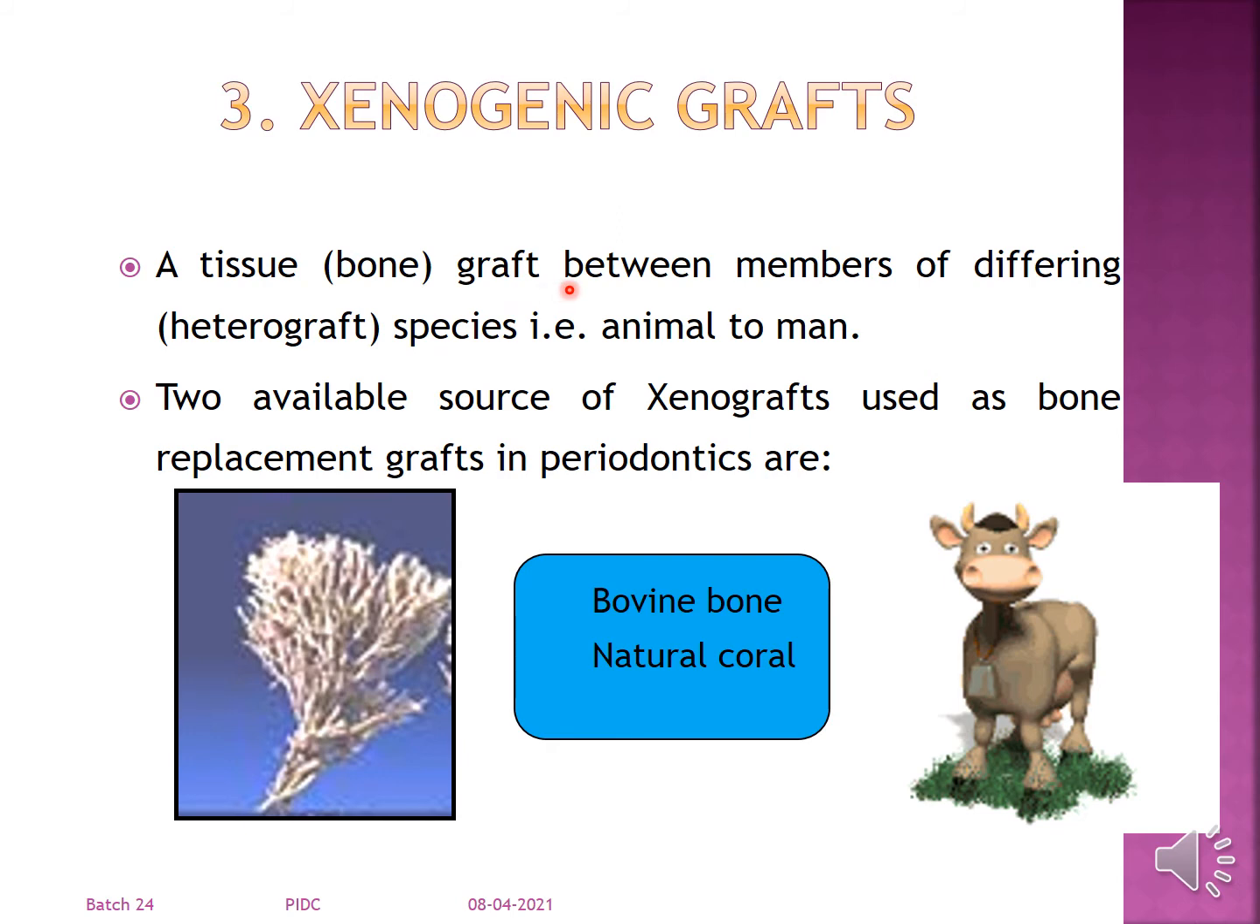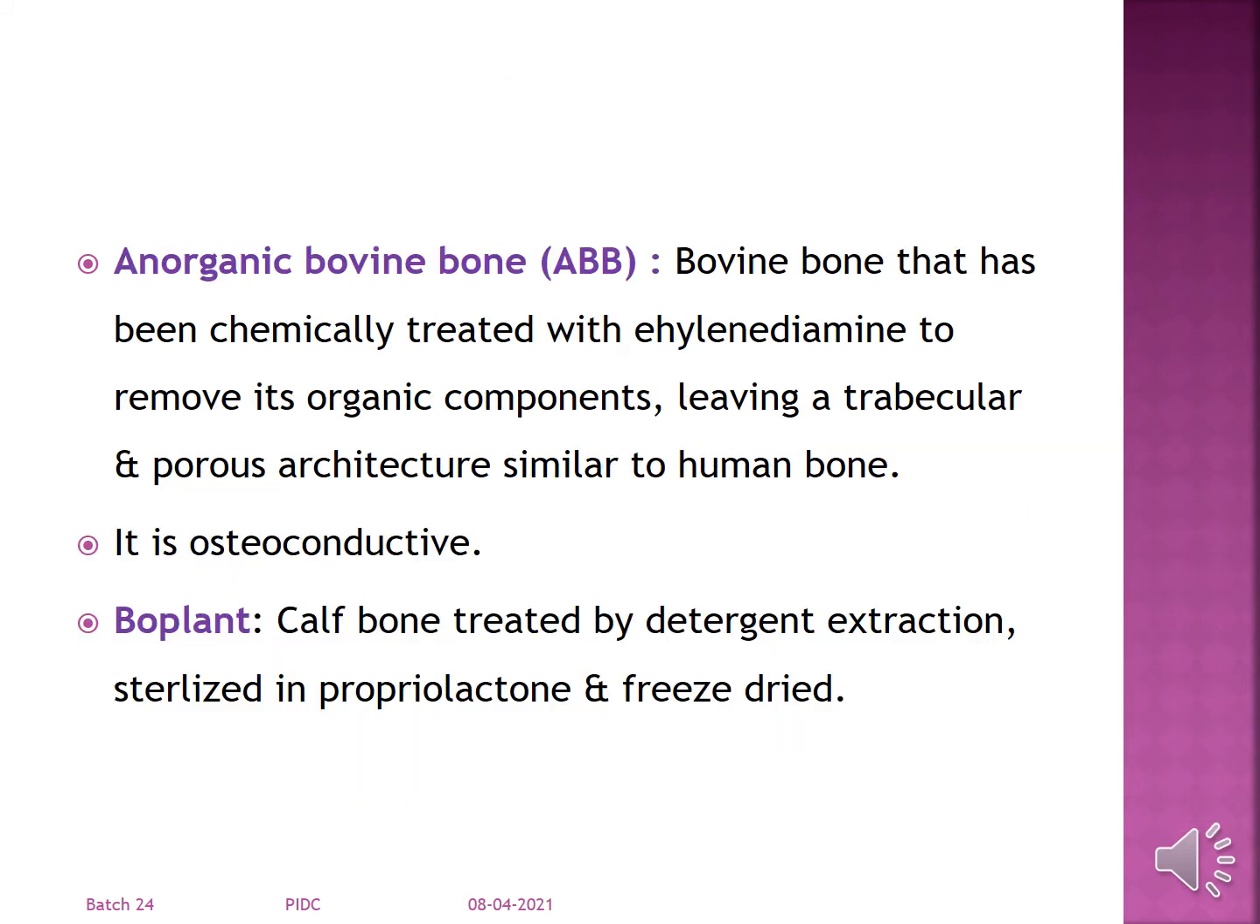A xenograft is a tissue or a bone graft between members of different species, for example, from the animal to the man. So two types of xenografts are available, taken from the bovine, that is your cow, and also from the natural coral. Of the substances taken from the cow, there is anorganic bovine bone that has been chemically treated with ethylenediamine to remove all its organic components, leaving a trabecular and porous architecture similar to that of the human bone. It is osteoconductive in nature.